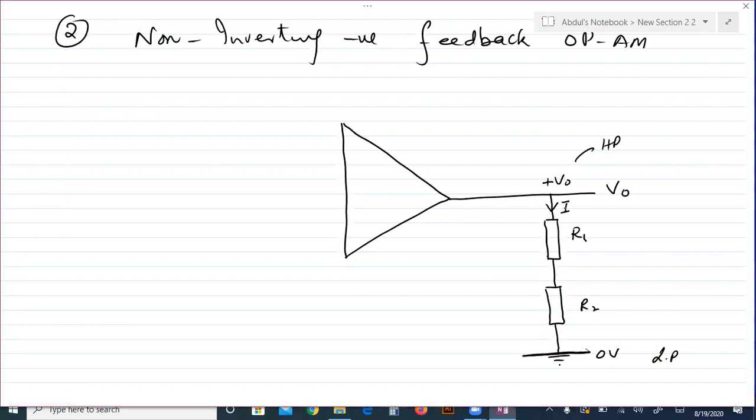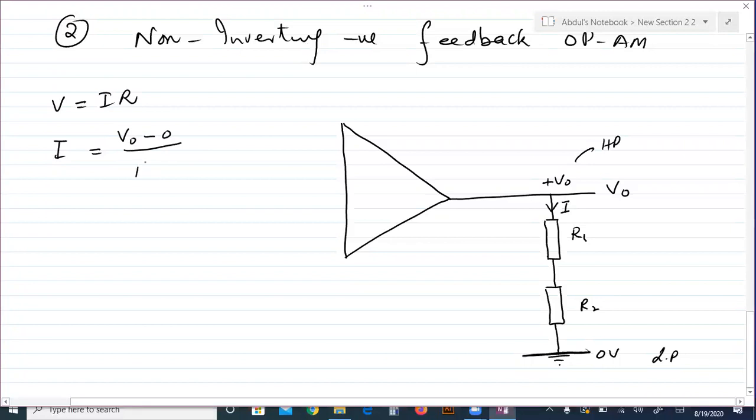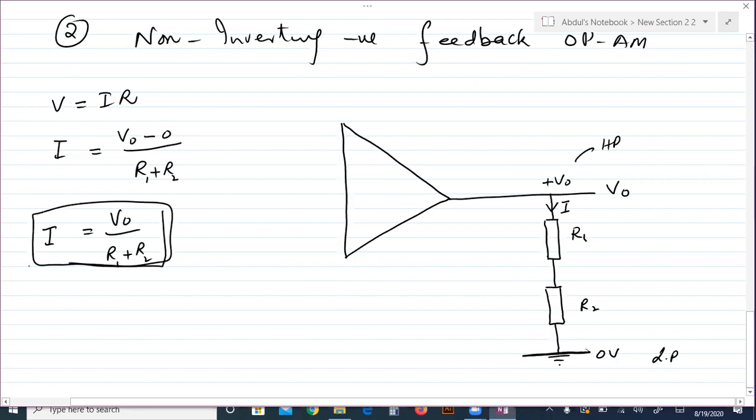And the expression for this current according to Ohm's law will be V is equal to IR. So I is equal to the potential difference, V out minus 0, divided by the total resistance R1 plus R2. So this current I is equal to V naught divided by R1 plus R2. This is the magnitude of the current.